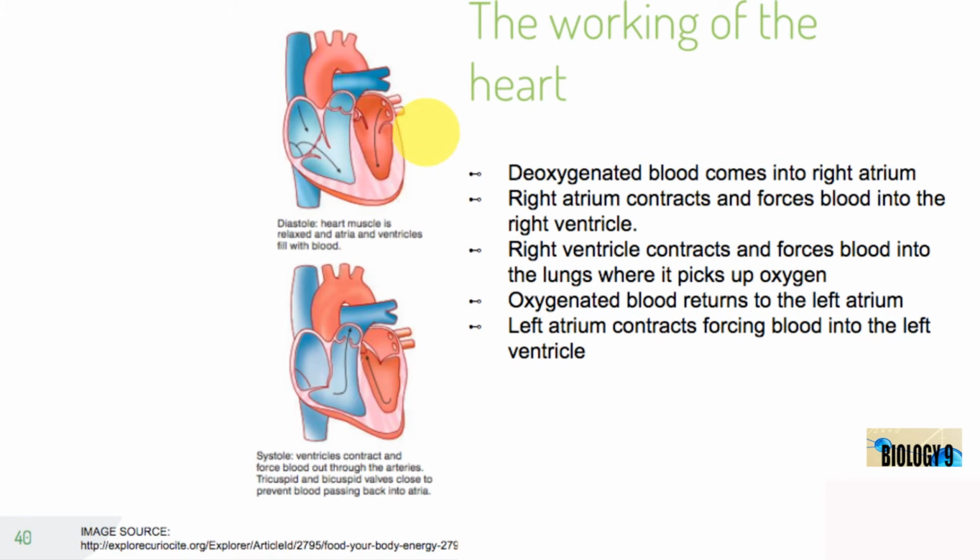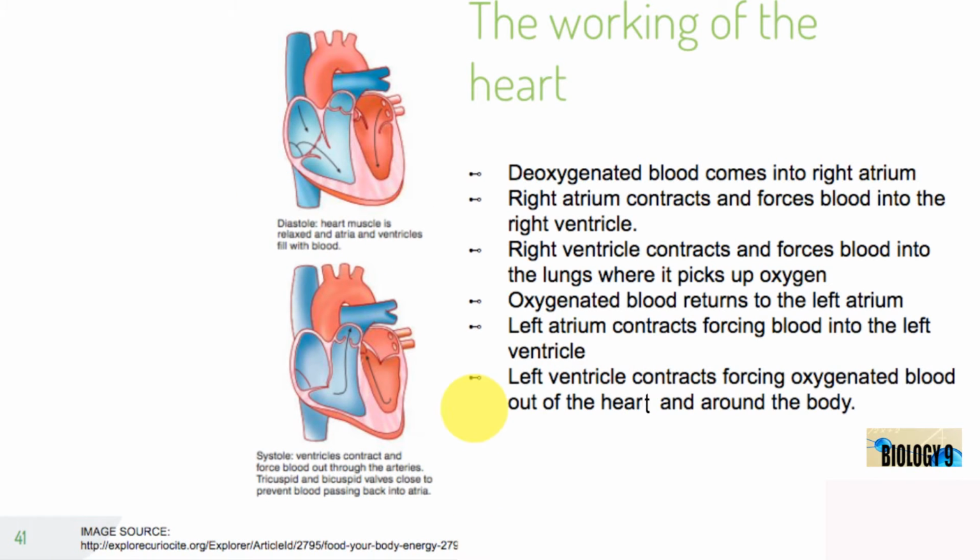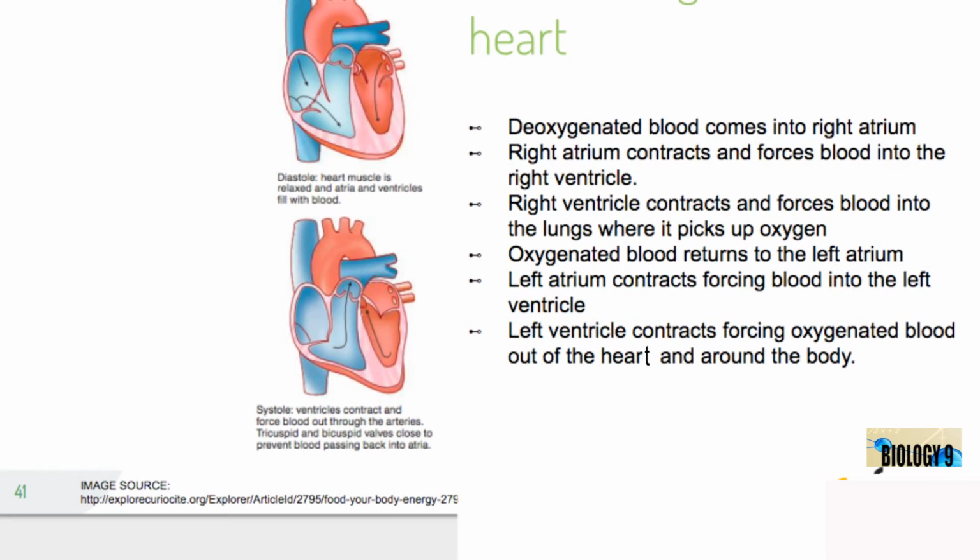So we've got the 2 atriums on the top, 2 ventricles down the bottom. The left ventricle contracts, forcing oxygenated blood out of the heart and around the body. So this here through the aorta, and all of this oxygenated blood is getting pushed out to around the body.